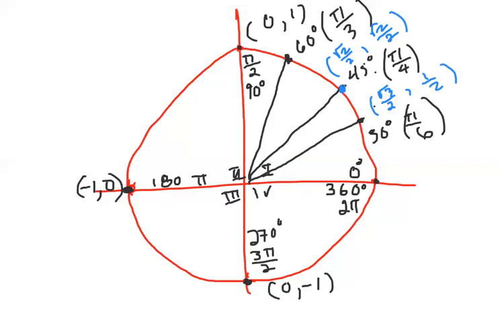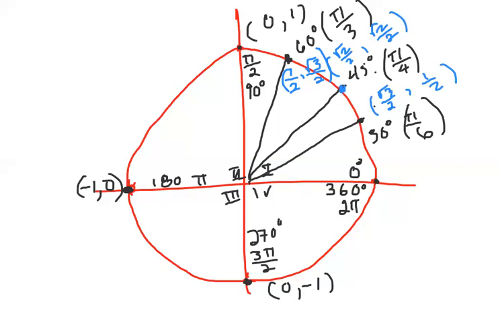Once we get to the 60, guys, this is going to be 1/2, comma, the square root of 3 over 2. So the cosine of 60 degrees or pi over 3 is going to be 1/2, and then the sine is going to be the square root of 3 over 2. Now that's the first quadrant. So guys, here's the point I was trying to make.